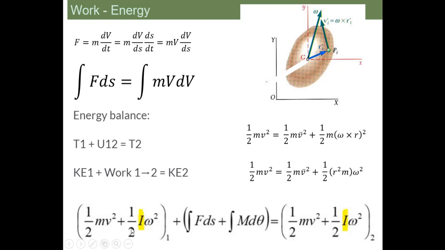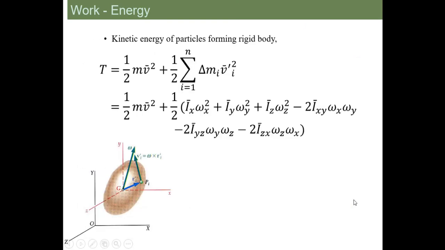So translational and rotational energy would be changed by F ds work, or if you have a moment acting through an angle. So moments would change the rotational energy versus F ds would change the translational energy. So this little equation gets expanded quite a lot if you're looking at translational and rotational motion. Just like before, it's not going to be as easy in 3D as it was in 2D. So in 2D, we could just slap this moment of inertia in there and we were good to go.